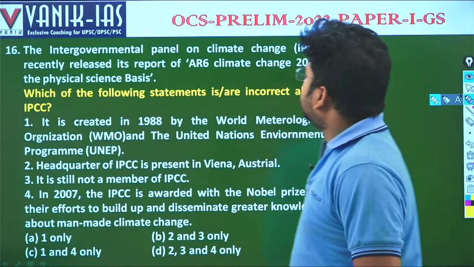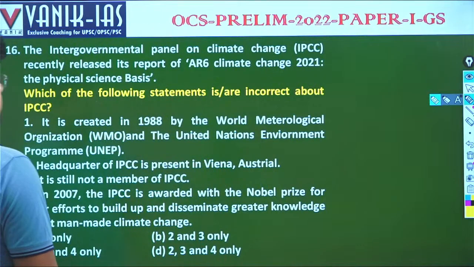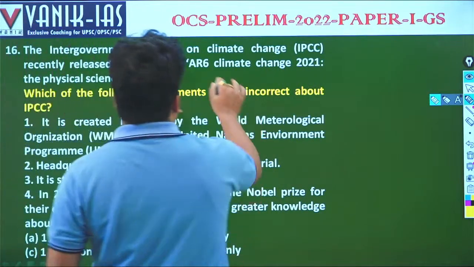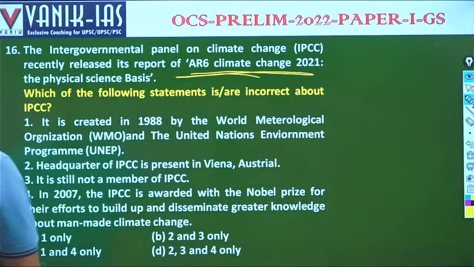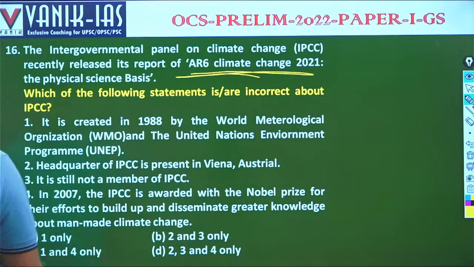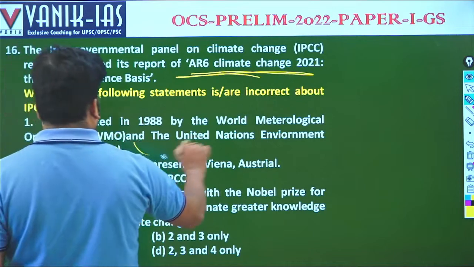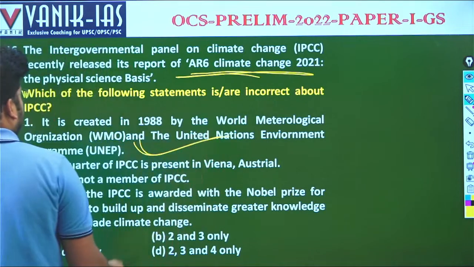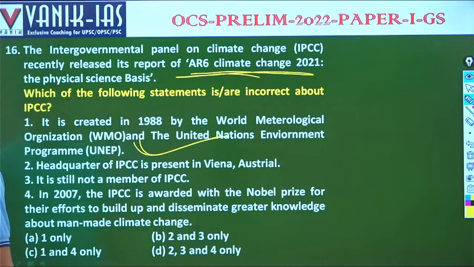The Intergovernmental Panel on Climate Change, IPCC, recently released a report, that is AR6. Remember, AR6 Climate Change 2021. It is released by the IPCC. It was created in 1988 by the World Meteorological Organization and UNEP. UNEP was established in 1972.